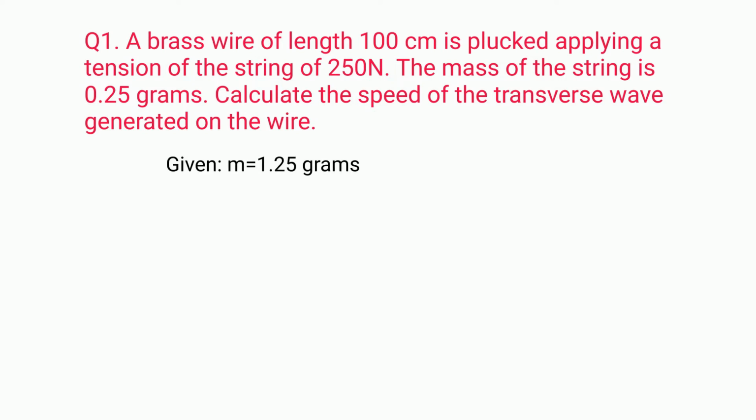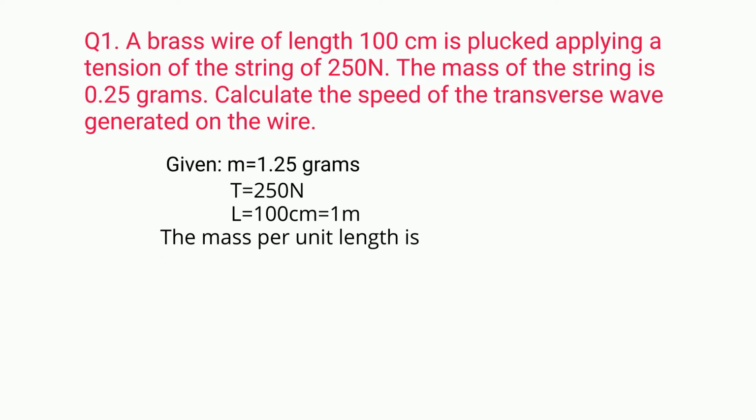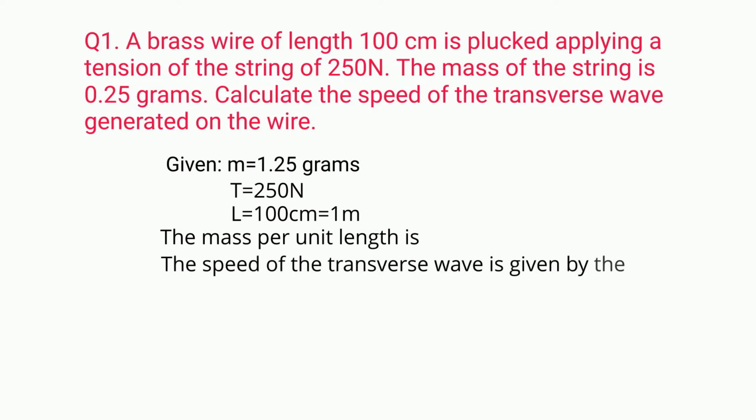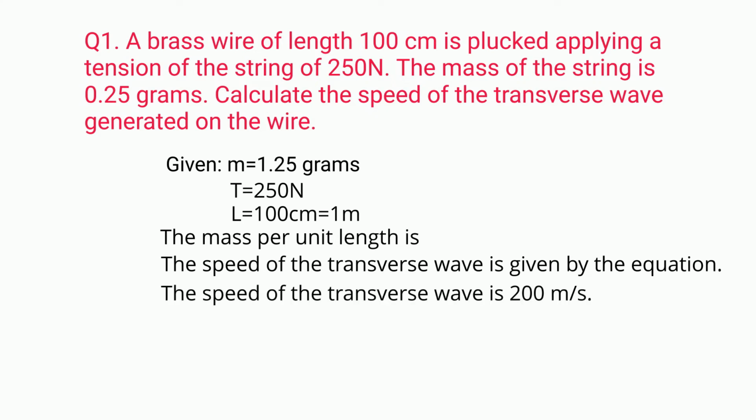Given m equals 1.25 grams, T equals 250 N, L equals 100 cm equals 1 m. The mass per unit length is calculated. The speed of the transverse wave is given by the equation. The speed of the transverse wave is 200 meters per second.